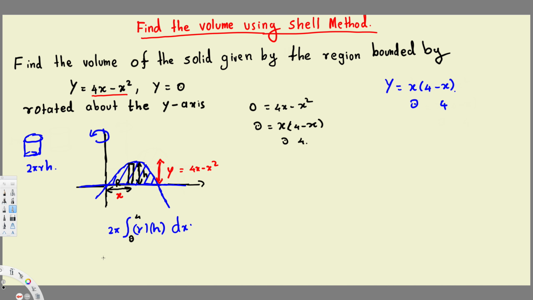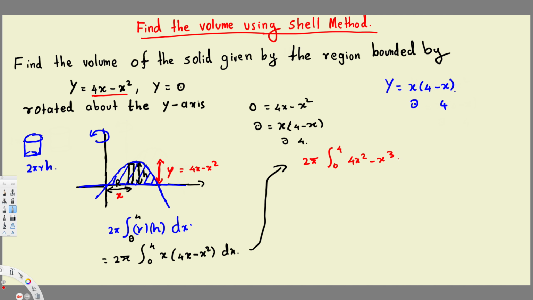And let's do the integration. So here we have 2 pi integral from 0 to 4. Instead of radius r, I can plug in x right here, and instead of h, we know that h is equal to y, which is 4x minus x square. So we can plug that in right here, times dx. Let's do the multiplication. So we continue: 2 pi integral from 0 to 4 of 4x square minus x cube dx.